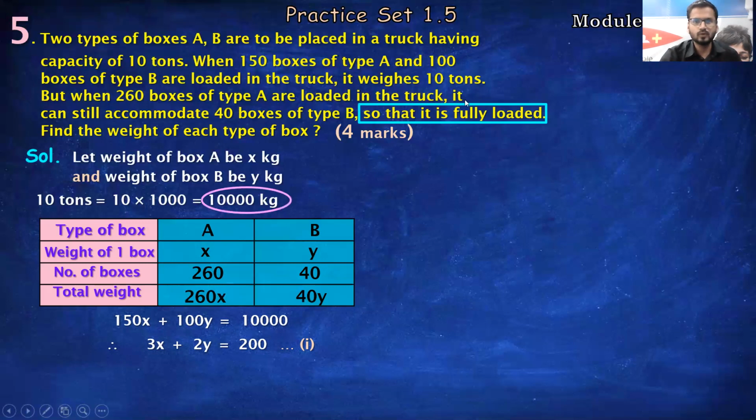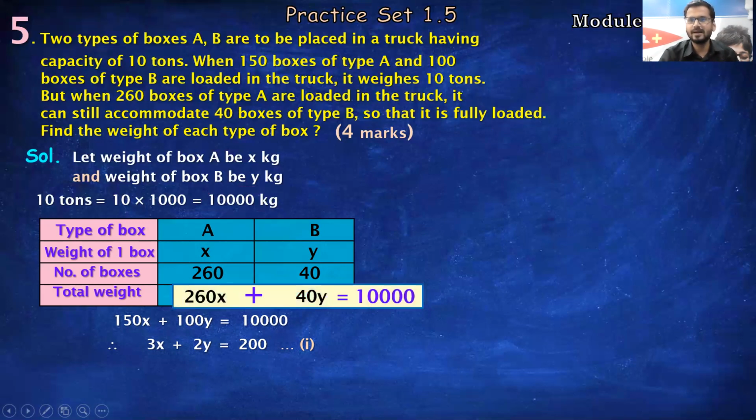So again I have total weight. What is the question saying? So that it is fully loaded, students. What do you mean by fully loaded? That truck is fully loaded if I load with this 260x and 40y. So I can say 260x plus 40y is nothing but 10,000. So this is my equation number 2.